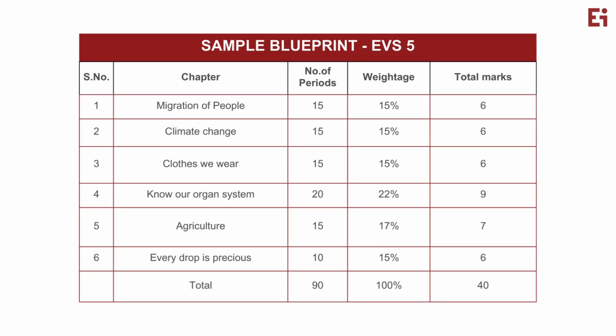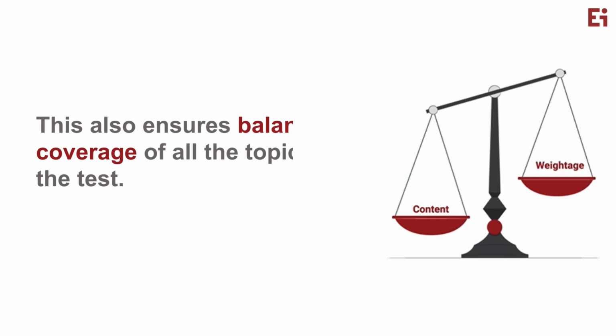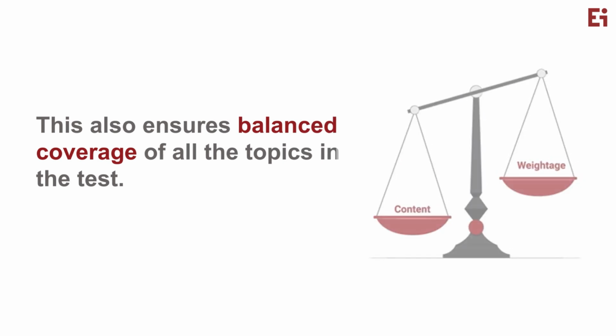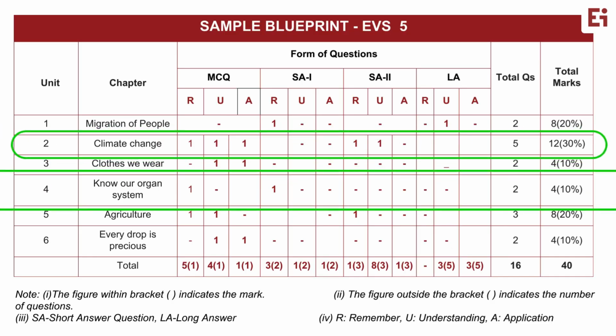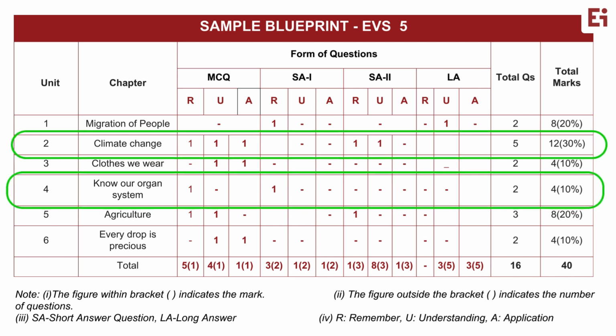For the EVS test to be valid, the number of periods allotted for teaching should be proportionate to the marks and weightage allotted to the topics and subtopics. This will also help students determine the focus learning areas. This also ensures balanced coverage of all the topics in the test. When an assessment tests too little or too much of a specific topic, we will end up with a paper that is unbalanced.